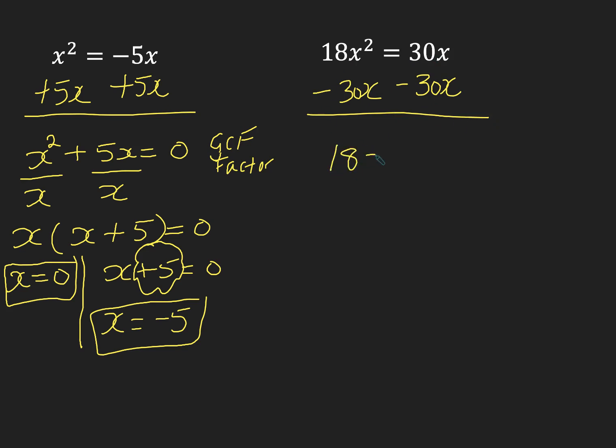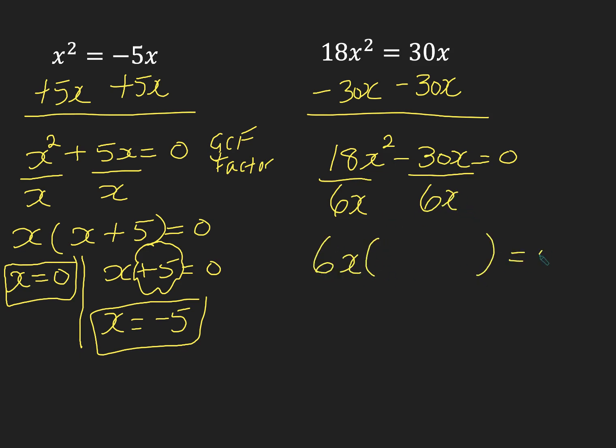I have 18x squared minus 30x equals 0. Again, I only have two terms and they both have variables. So GCF factor. What number would divide 18 and 30 evenly? That would be 6. They both have x's. Take the smaller one, x and x. So my GCF is 6x. And when I divide, I'm going to get 3x minus 5.